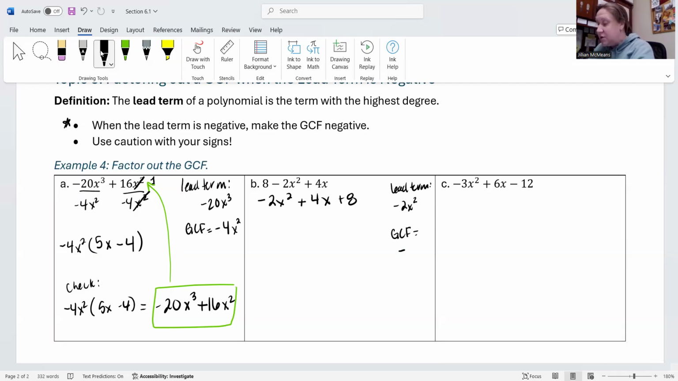Okay, so let's look and see what our GCF would be. We always want to start with the smallest coefficient, which is 2. Is 2 a factor of 4? Yes. Is 2 a factor of 8? Also yes. So we know our GCF so far is -2.